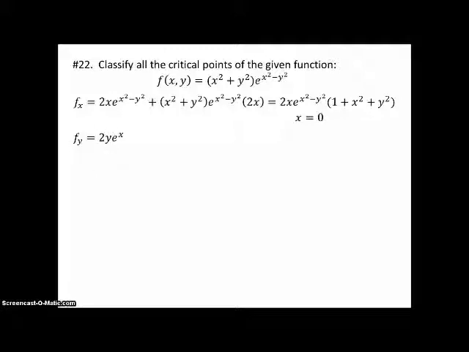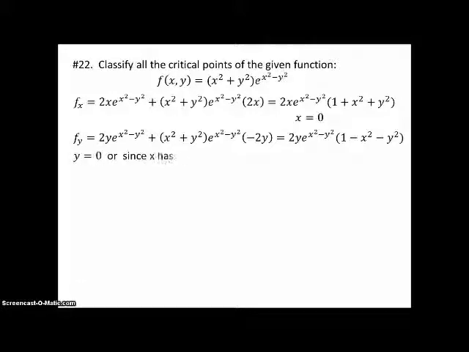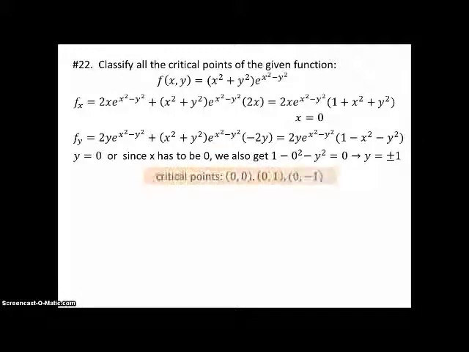Then we need the partial derivative with respect to y, and again we're using the product rule and the chain rule actually. And then factoring something out, it's clear that this will be 0 when y is 0, or since x has to be 0, we also get that last factor equal to 0. Plugging in 0 for x, that gives us two solutions for y, plus or minus 1. So actually we have three solutions for y, 0 and plus or minus 1, but x always has to be 0. So here are our three critical points.